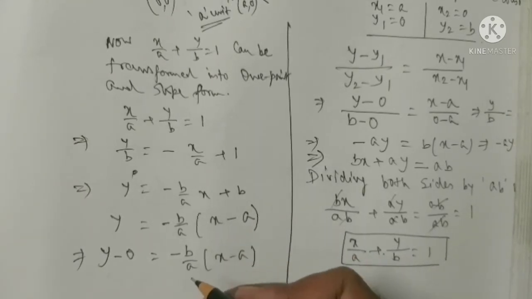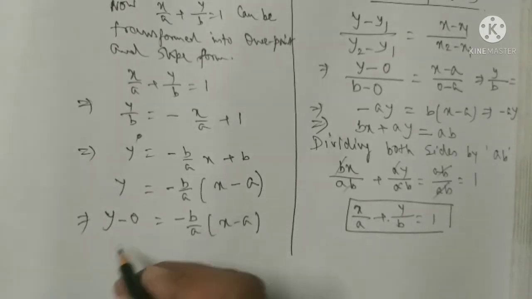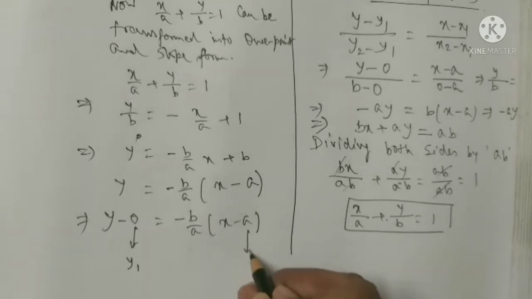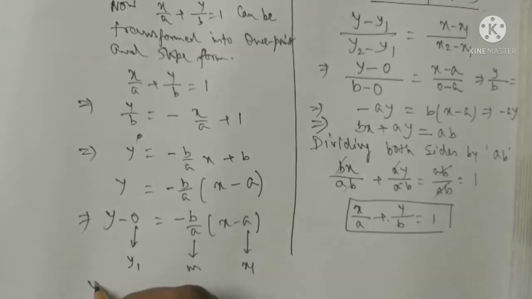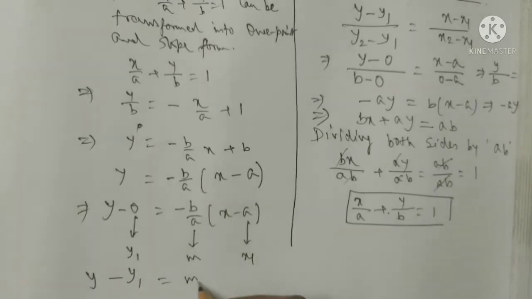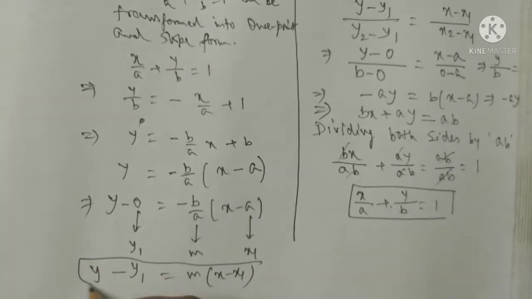Now this is considered as y1, this is considered as x1, and this is considered as m. Now we are getting here y minus y1 equals to m x minus x1. This is one point equation.